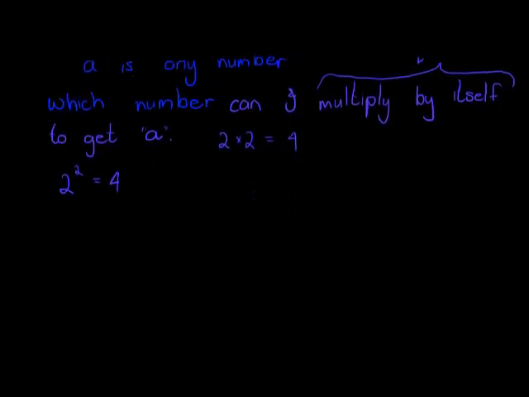Now think of that question. Imagine we don't have a number at this point. We only have a, any number. Now I ask, what number can I square to get a? I'm thinking of a number, and I want to square this number and then get a. So what number must I square to get a?